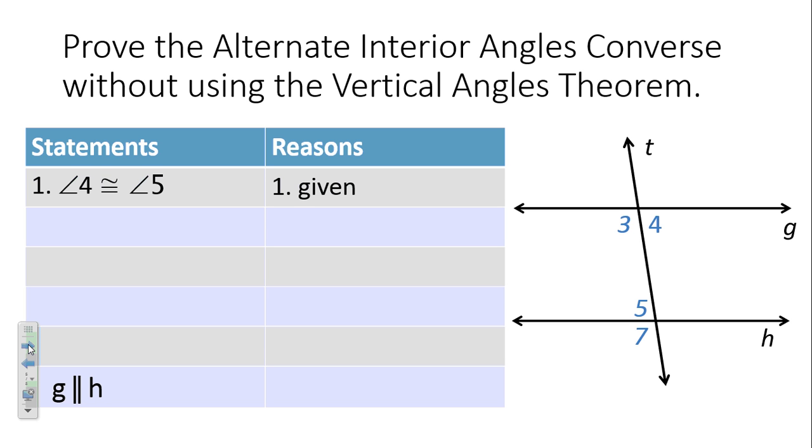All right, here's our first proof. Okay, this proof says, prove the alternate interior angles converse. Which ones of these would be alternate interior angles? 4 and 5. They're on opposite sides of the transversal. They're between the two lines. So we want these two to be equal. If we can make them congruent, then we can make those lines be parallel.